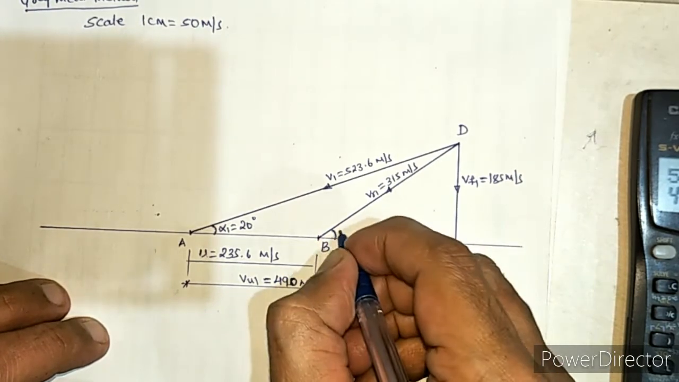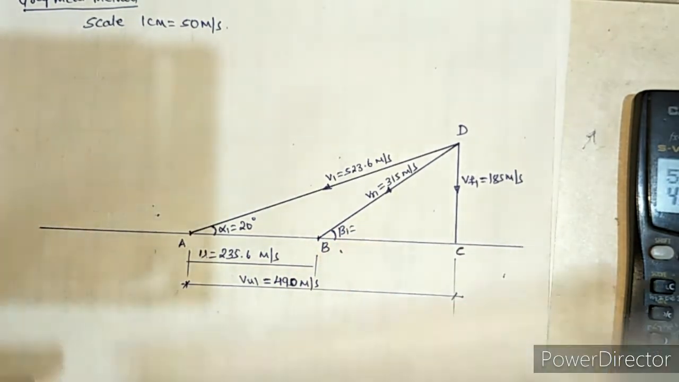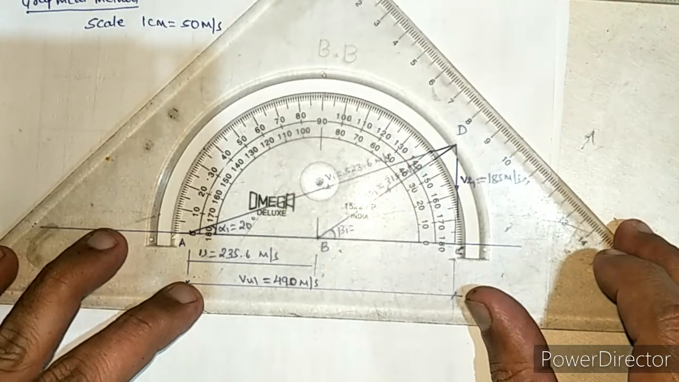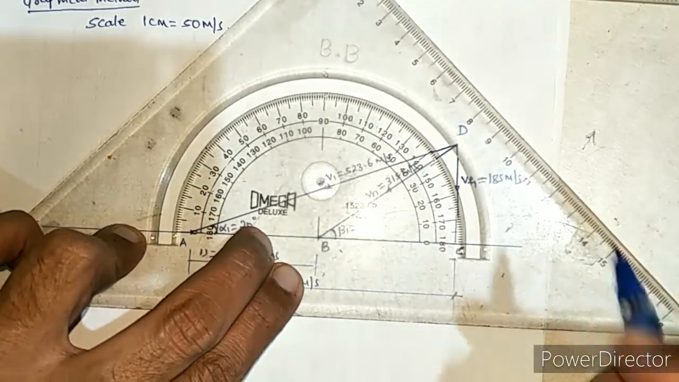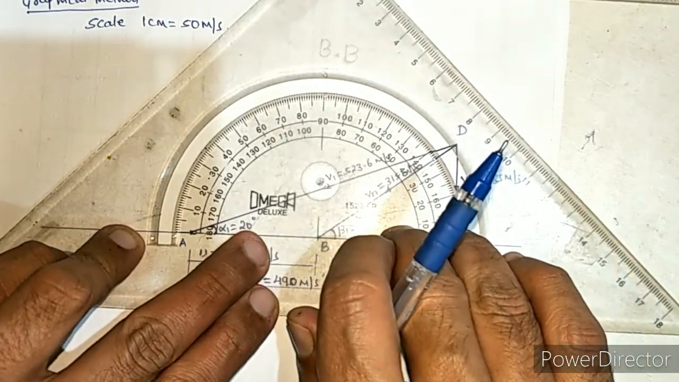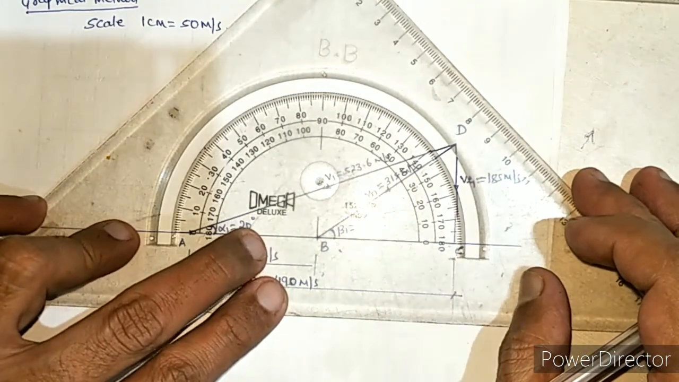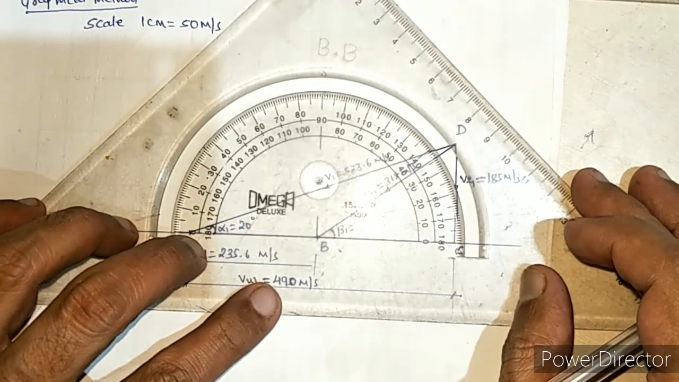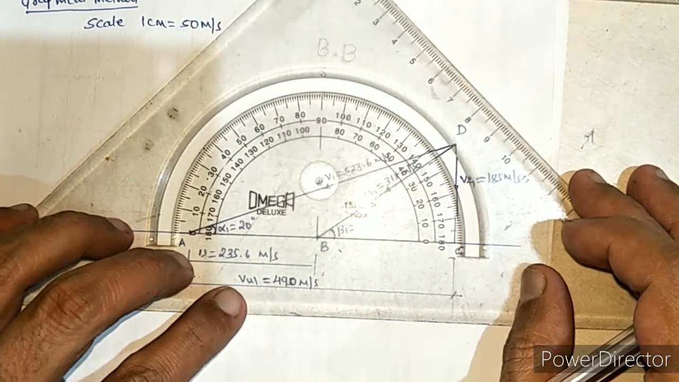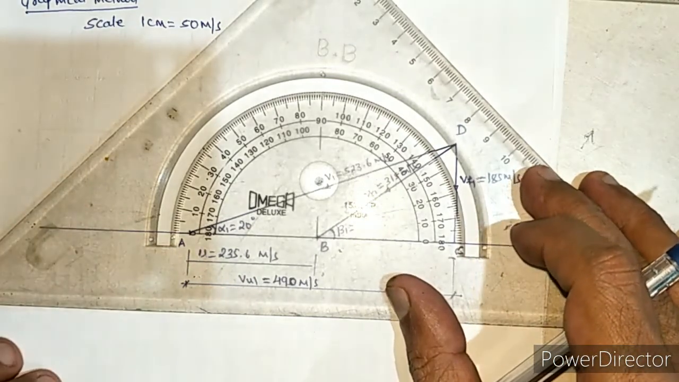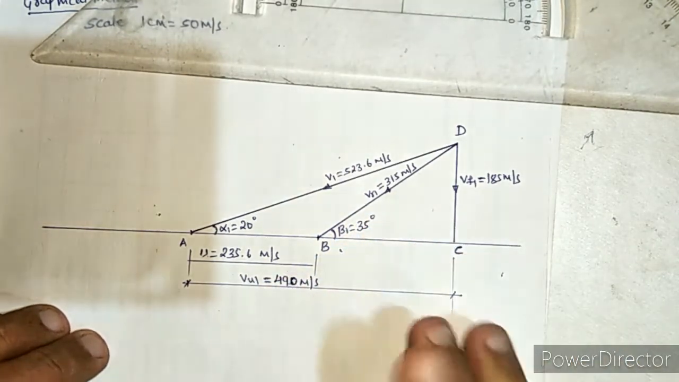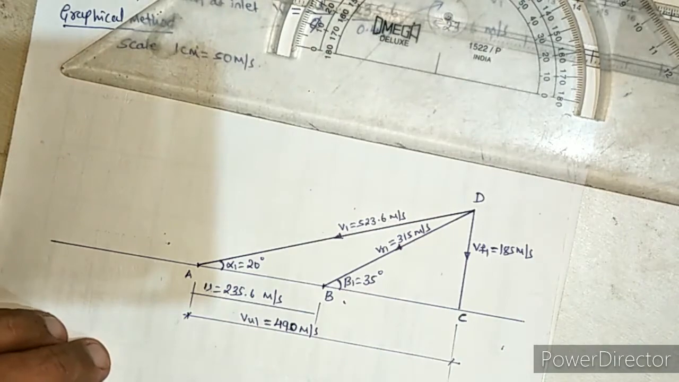Now I am going to measure this beta 1 value directly with the help of the protractor. So beta 1 will be 36 degree. I am getting 36 degree, oh no, it is not 36, it is 35, I can say. Yes, it is 35 degree. So beta 1 will be 35 degree. So this completes the inlet velocity triangle.